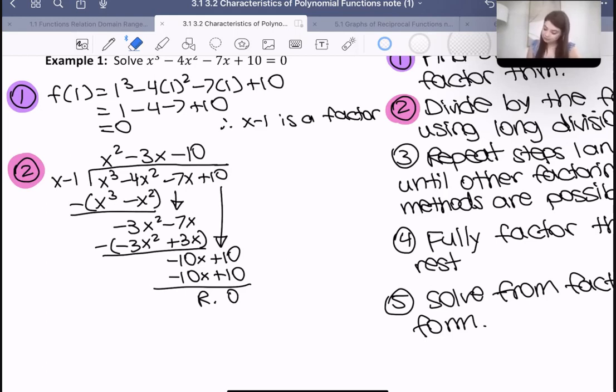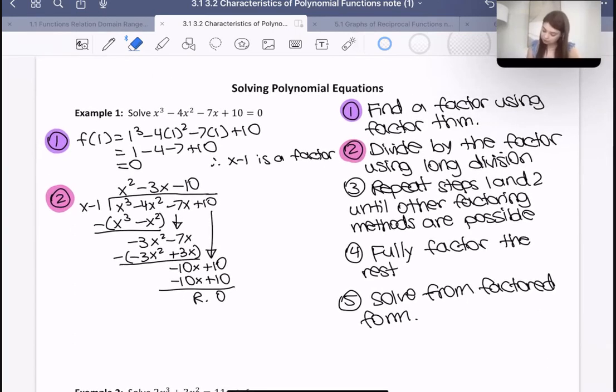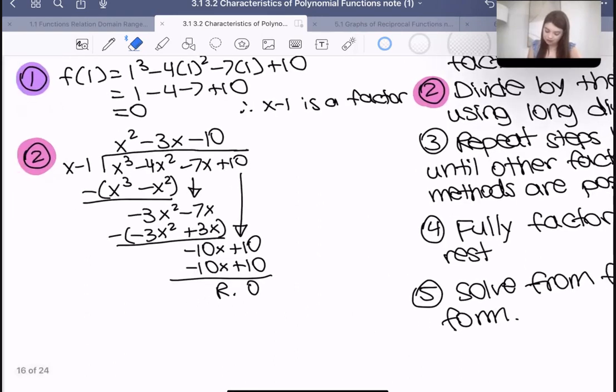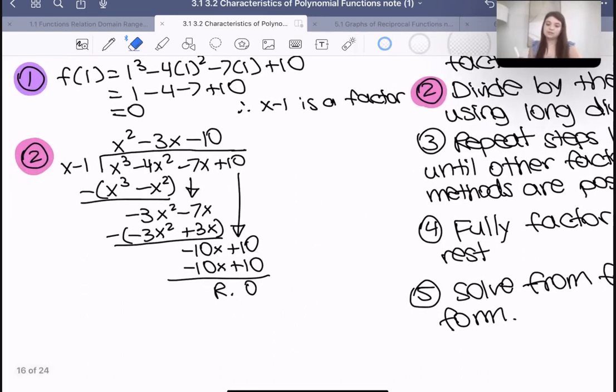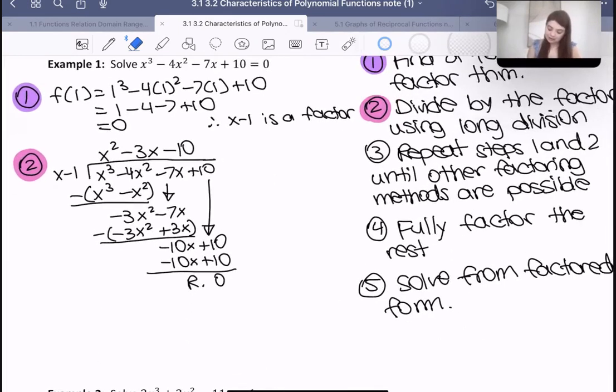Now, step 3 says repeat steps 1 and 2 until other factoring methods are possible. Well, we can just skip. We don't have to go back to 1 and 2 in this case because already we have a quadratic, so other factoring methods are possible. So I'm going to skip that one here and move to step 4.